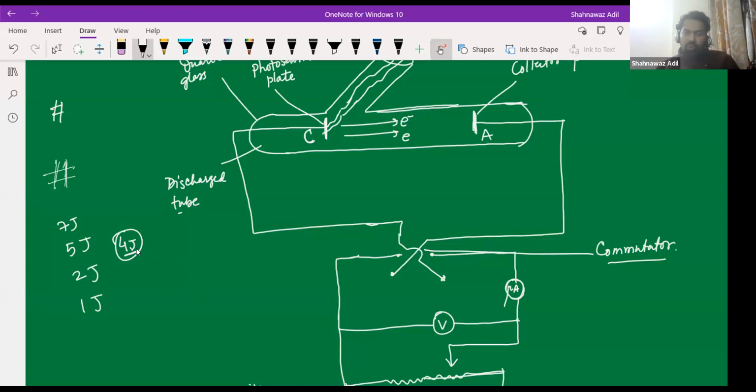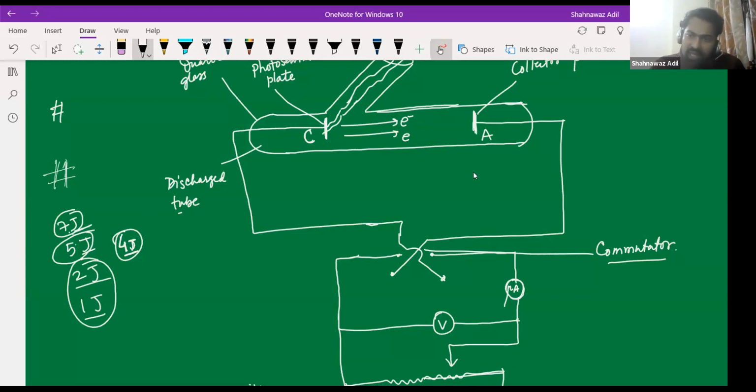So which electrons will cross this path and which electrons cannot cross this path? Which will cross? Which cannot cross? Yeah, so 7 and 5 will pass, right? Because they have higher energy. They are emitting at higher energy, right? But this is 4 joules, so the 2 joules and 1 joule electrons would be repelled by this potential, right?